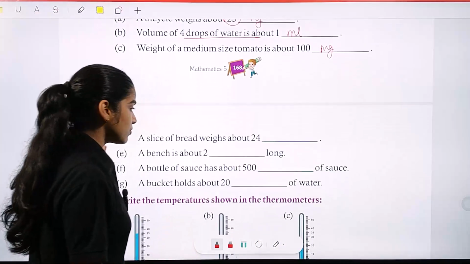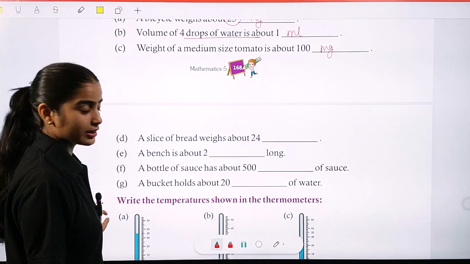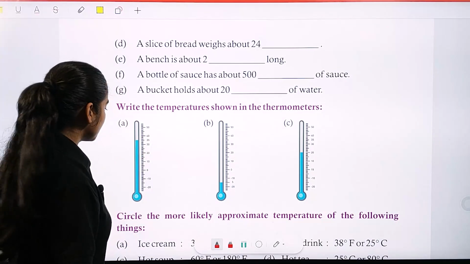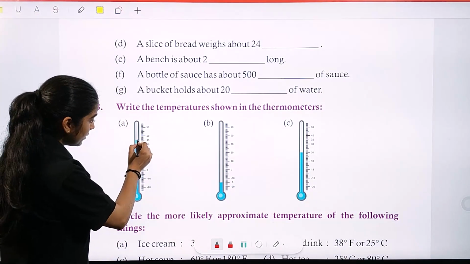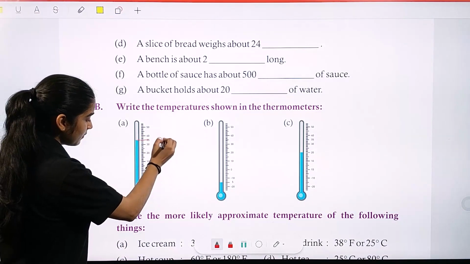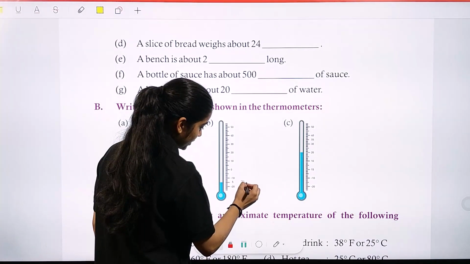So in same way you have to write the answer for rest of the filling the blanks we have in this section. Write the temperature shown in the thermometer. So this is your 35. Okay, but 35 what? 35 degree Celsius. This is your 5 degree, 25.